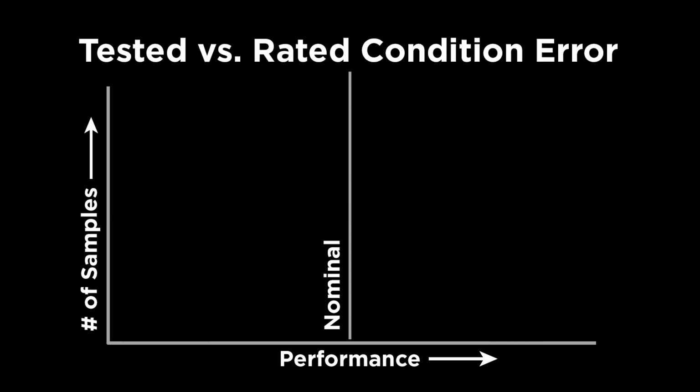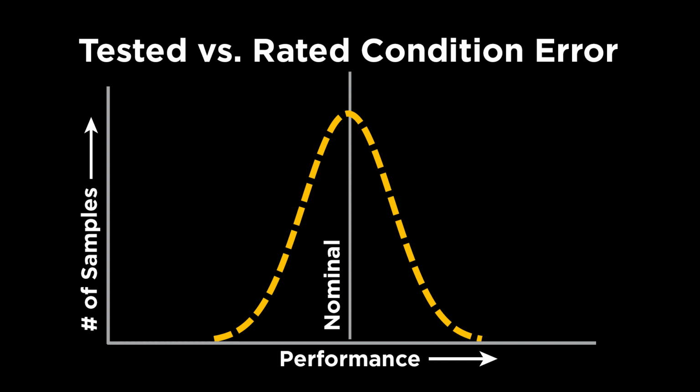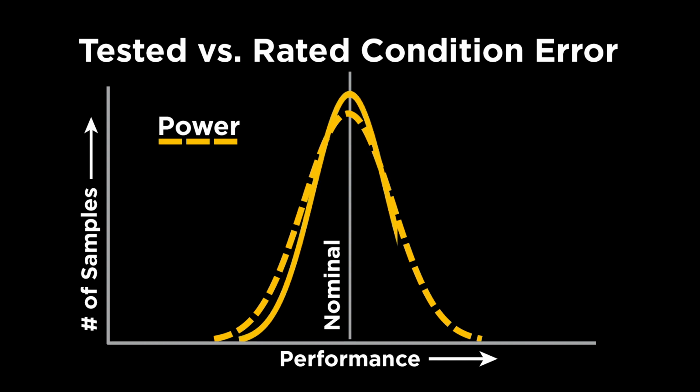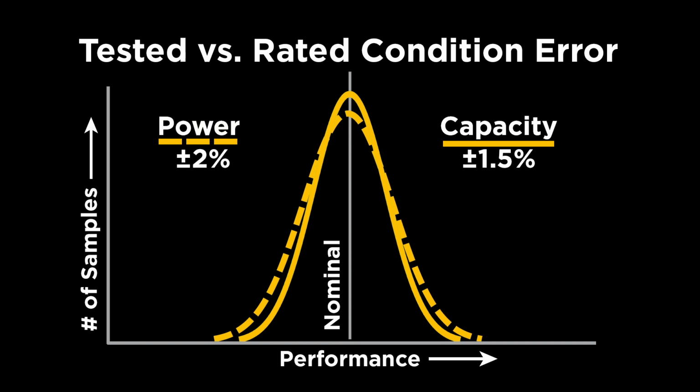And fifth, differences between tested conditions and rated conditions. Sometimes labs find themselves testing under conditions that are slightly different from rated conditions, but still within the limits of the standard. These differences can add up to 2% uncertainty in power and up to 1.5% in capacity.